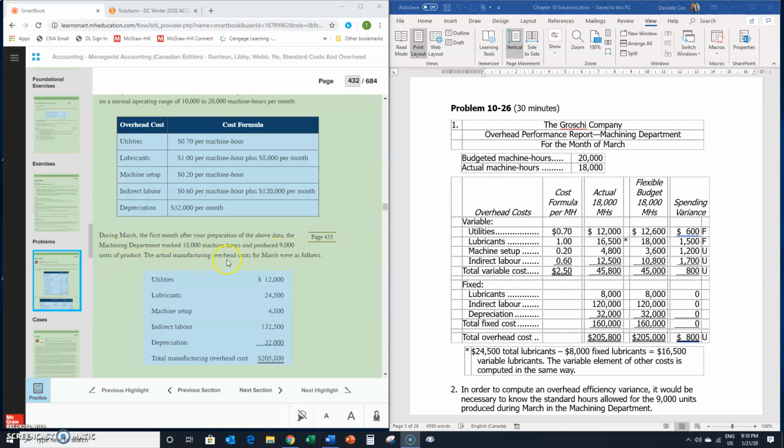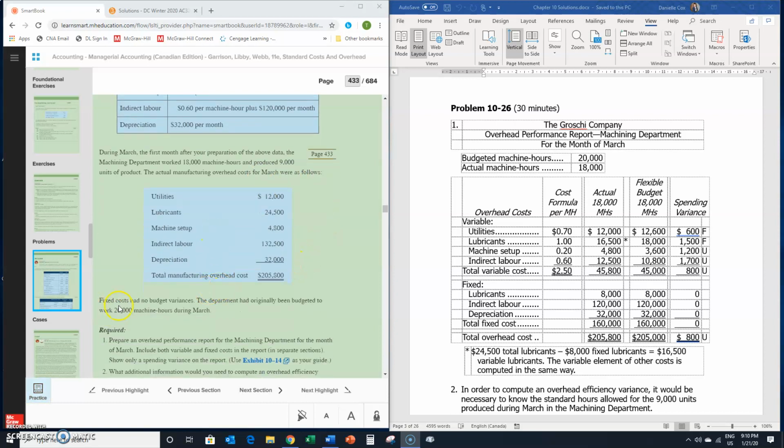The actual manufacturing overhead costs for March were as follows, so we're given some numbers. Fixed costs had no budget variances. The department had originally been budgeted to work 20,000 machine hours during March. So we're just going to take a look at part 1 here, and in part 1 we are asked to prepare an overhead performance report for the machining department for the month of March. Include both variable and fixed costs in the report in separate sections and showing only the spending variance.